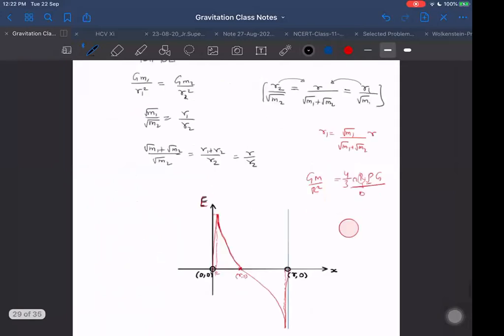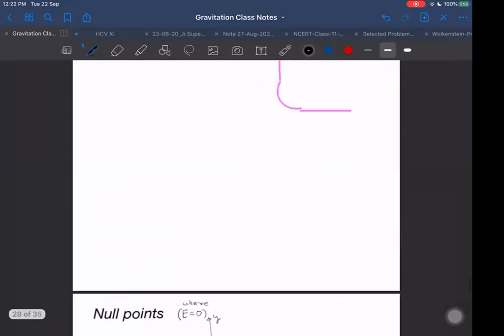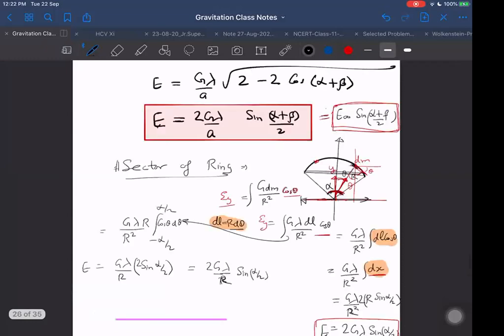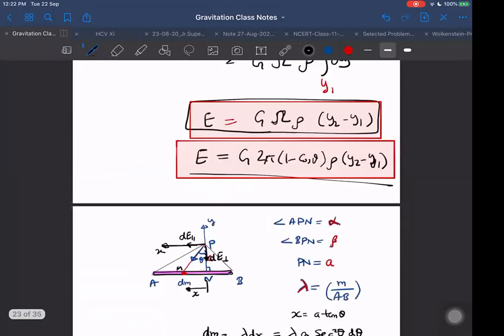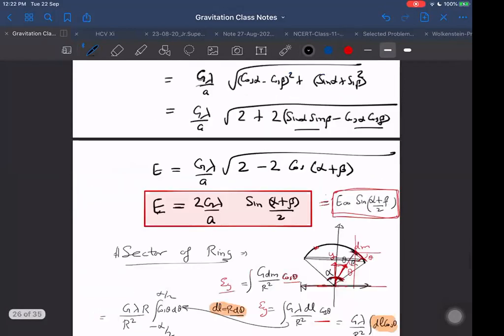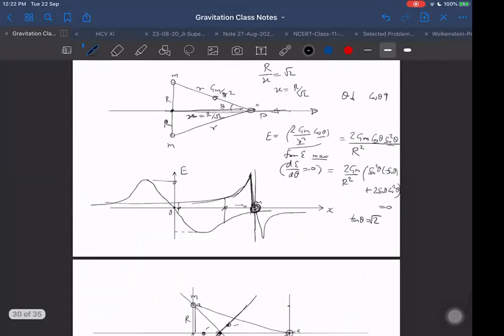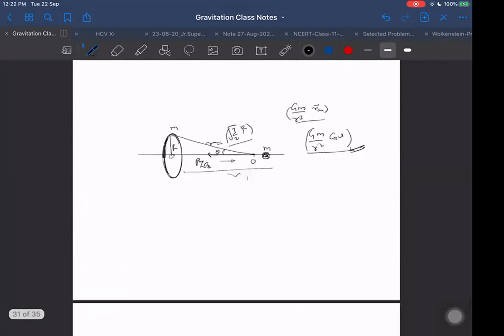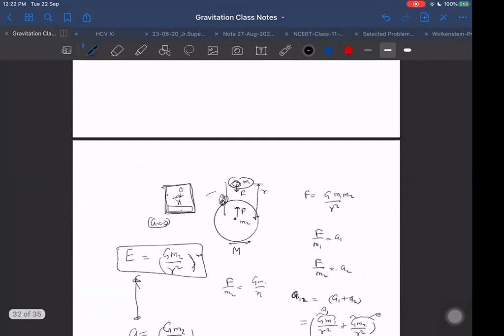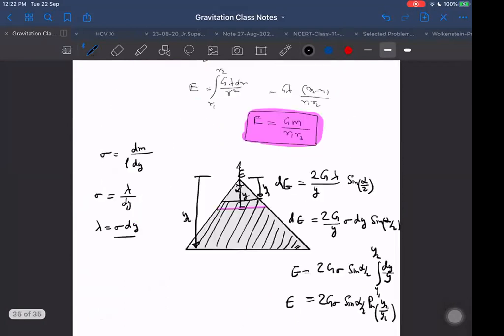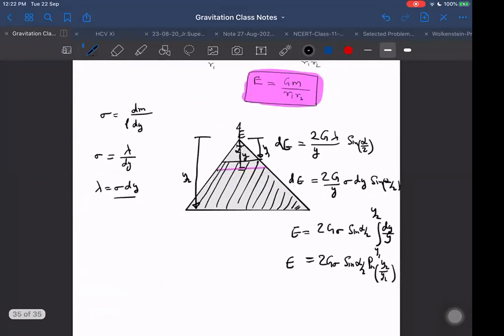Frustum will be in terms of density rho, and this thing we are getting in terms of sigma, because that is 3D volume taken. For the frustum it is 2 pi g rho, and here it is in terms of omega: g omega rho into y2 minus y1. And it is not log of y2 by y1, it is y2 minus y1. That was easiest. This is also not difficult. If you know integration, then it is easy. This is coming out to be equal to 2g sigma into sine alpha by 2 into log of y2 upon y1. We can do this also, that is also not tough.